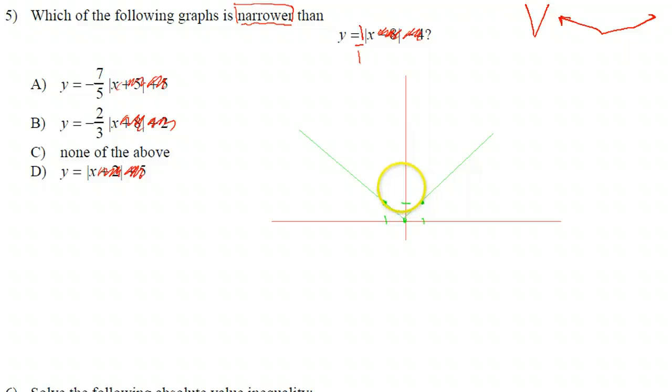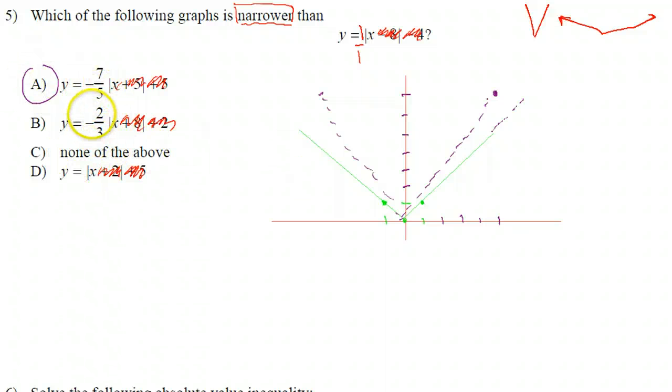So 7 over 5. If I count and make sure it's nice and even, 1, 2, 3, 4, 5, 6, 7, and then 1, 2, 3, 4, 5, I get this point right up here. And if I were to continue and extend this out, I see that this is definitely on the inside. So that would be narrower. If I were to draw the V, it would make a narrower V. So that's already my answer, but let's just move on to the other ones just to double check.